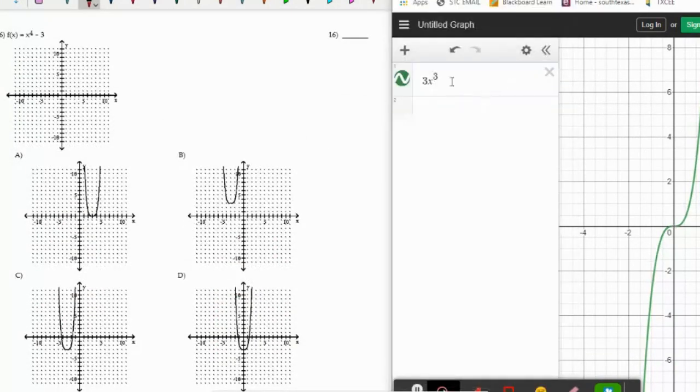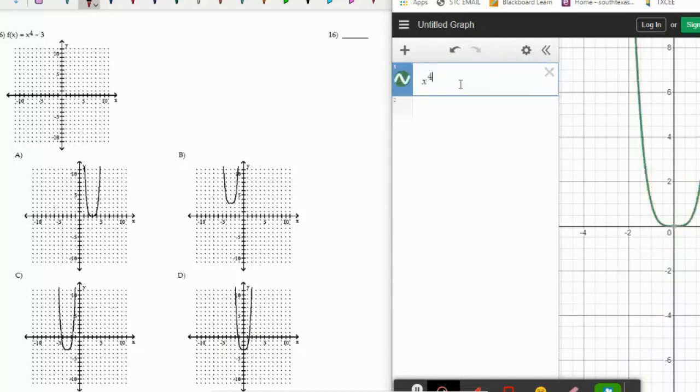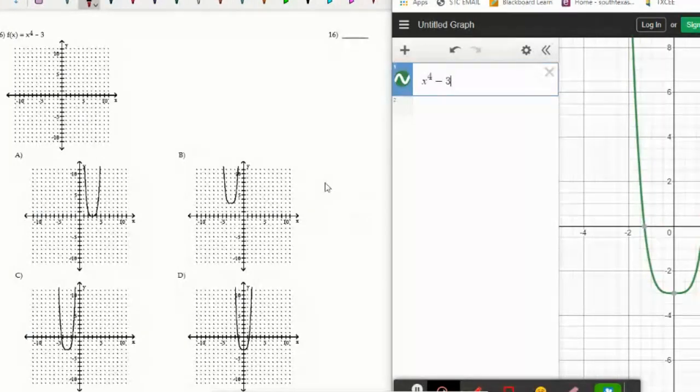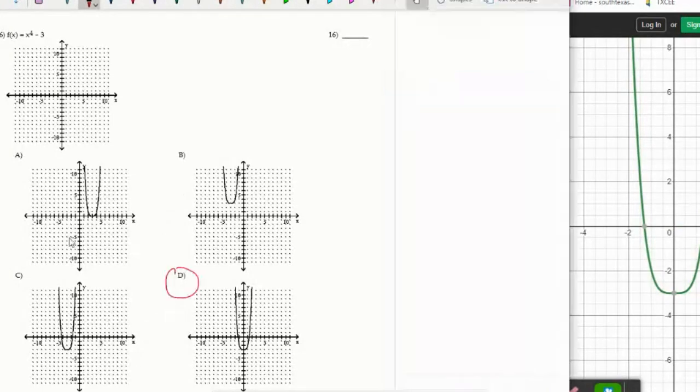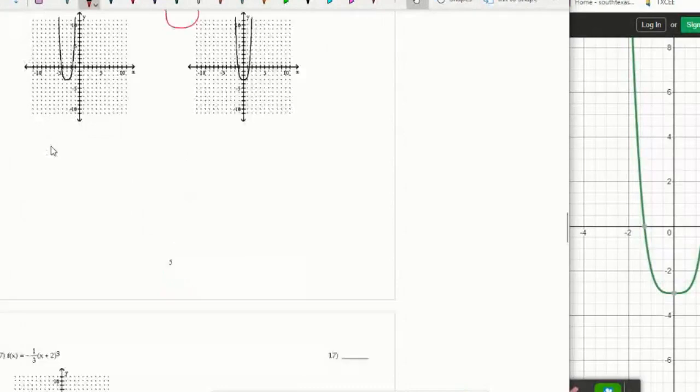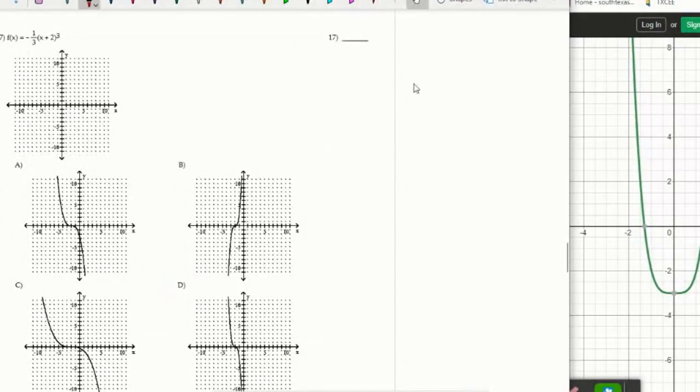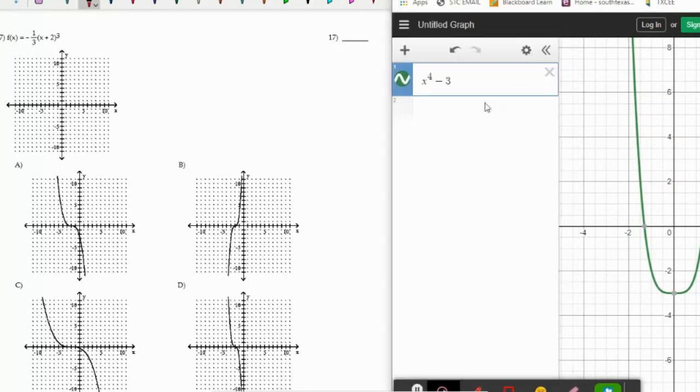Okay. Another one, graphing. So let us graph x to the power of 4 minus 3. All right, so that one, not so bad. Another graphing one. Man, I guess there's going to be quite a bit of graphing on that test.